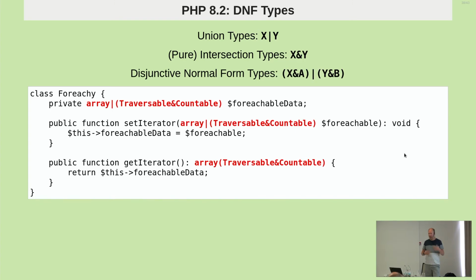Typical example from internal PHP stuff: if you want to foreach over something, it could either be an array or Traversable and Countable, which is what this current one says. Now, you might notice that my syntax in here says an intersection on this side, and of course array is not an intersection, but array is an intersection of itself, so that is sort of also an intersection. What you can't do is array or Traversable and then Countable, because then you have an intersection of unions.